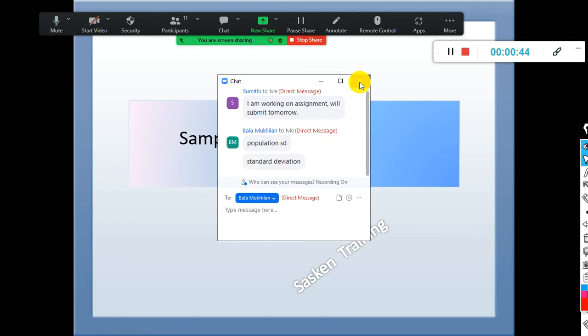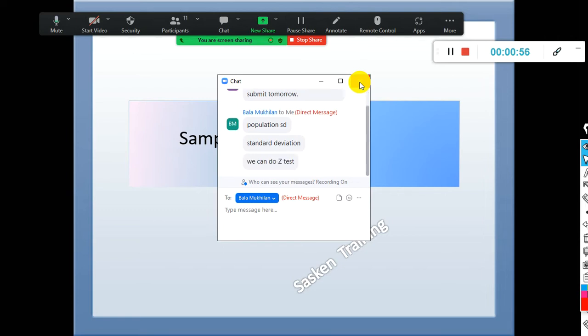Yes, Mukilan, you are correct. If you know the population standard deviation, what test will you conduct? That is the next question. Your answer is supposed to be like this: if the population standard deviation is known, then Z test. If you do not know, then T test. Very simple, right? If you do not know the population standard deviation, T test.